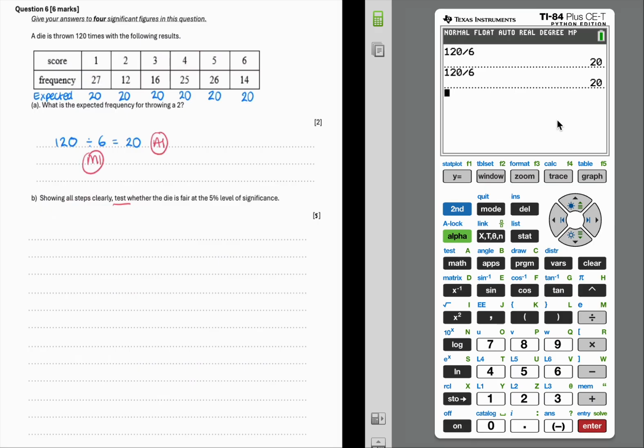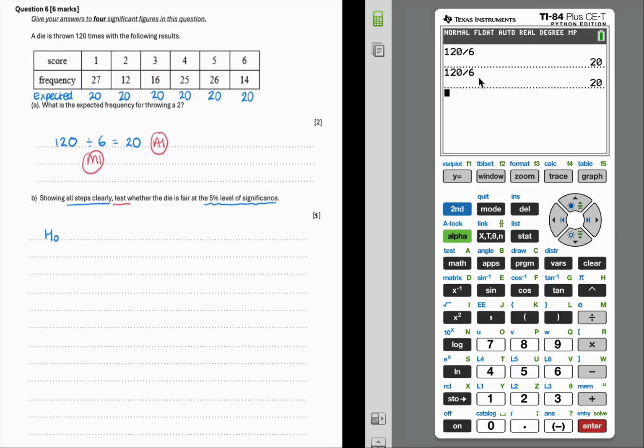The second part of the question is that we need to show all of the steps clearly and test whether or not it's fair, and we're testing it at a 5% significance level. As we talked about earlier, we know that it's a goodness of fit test because it doesn't fit into either a t-test or a chi-squared independence or two-way table. So that means it must be a goodness of fit. If we're asked to show all steps clearly, that means we're going to go through the full test that we would normally do.